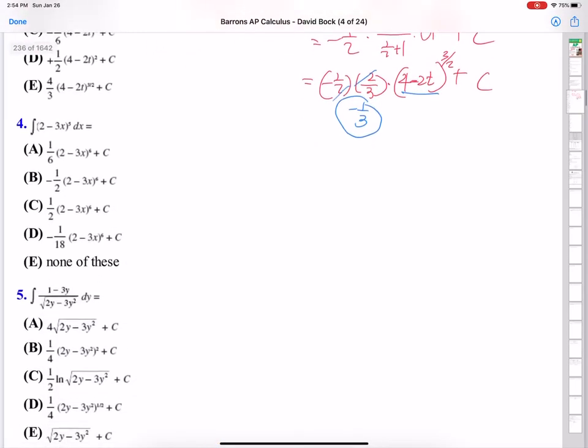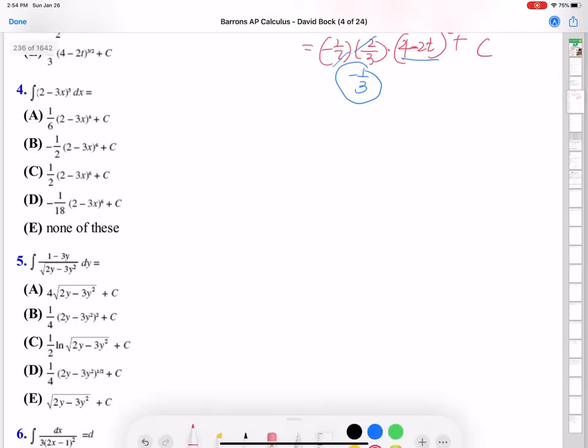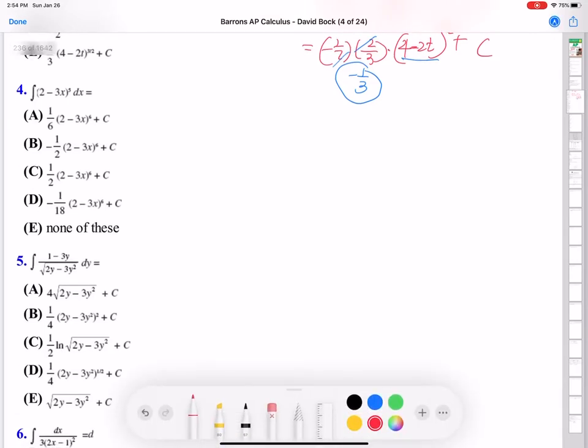Number 4. Integral of (2 minus 3x) to the fifth power dx. U substitution again. 2 minus 3x becomes u. So a linear function of the form mx plus b can be any time a u substitution. So integral of u to the fifth power. Change dx to du. How? 1 over u prime, du. U prime is negative 3, and du.